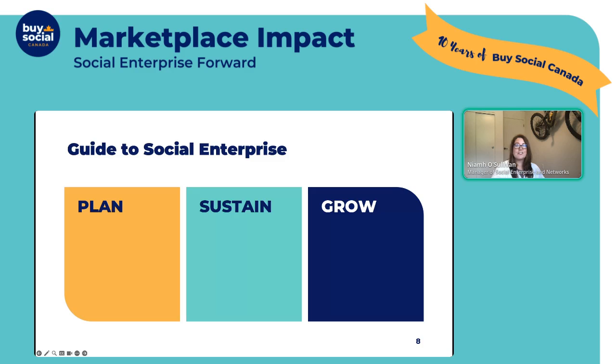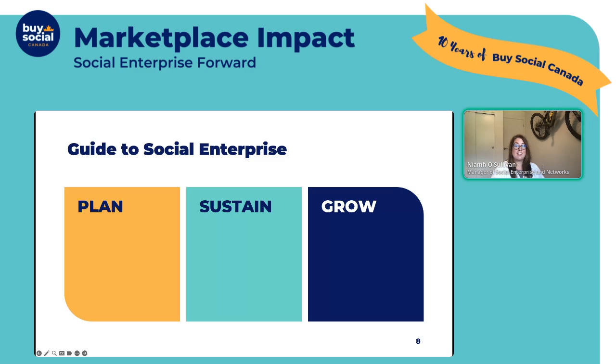So in the guide to social enterprise, we divide it into 3 key sections, depending on where you're at on your journey, whether it's plan, sustain, or grow. The first section is plan. This is where you can begin if you're new to social enterprise, maybe you're in the early planning phases, you're exploring if social enterprise is right for you, or if you just want a refresher.